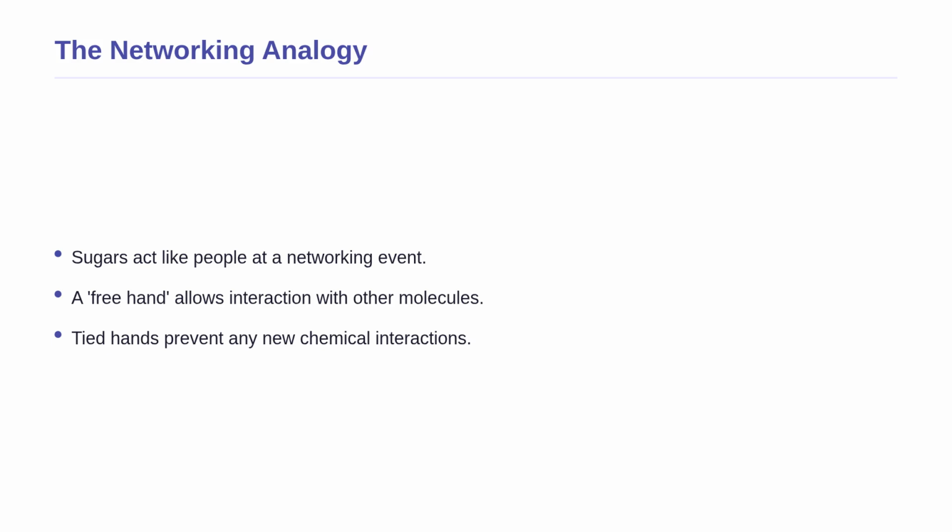Before we look at complex chemical structures, let us start with a simple analogy. Imagine you are at a busy networking event. Your goal is to shake hands with as many new people as possible. To do this, you need at least one free hand. If you are carrying a heavy box and both hands are tied up, you simply cannot interact. In the microscopic world, sugars behave exactly the same way. Some sugars have a free hand, allowing them to easily interact and transfer electrons to other molecules. Others have their hands tied up, making them completely unreactive.